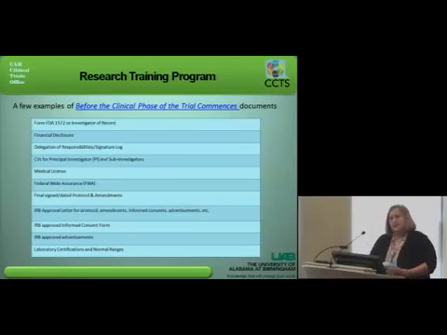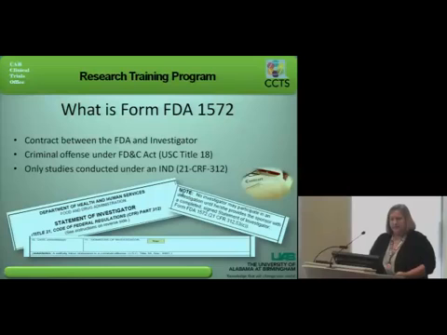So today we're going to go over, like I was talking about, these documents right here. And they're not inclusive. There are still some more on there, and that's on the list that I've just showed you. So today we're going to talk about, the first document we're going to talk about is a 1572.